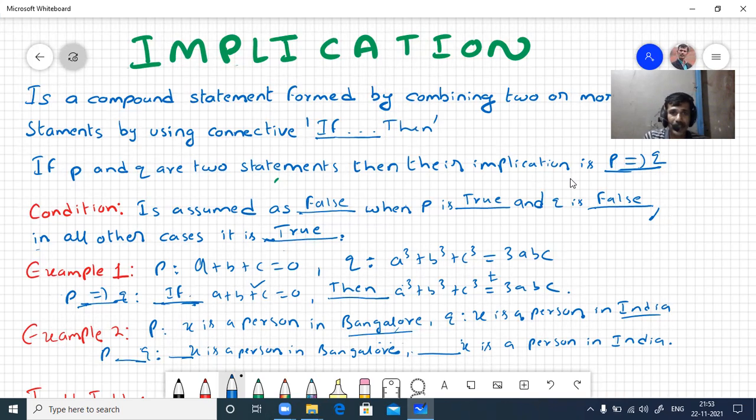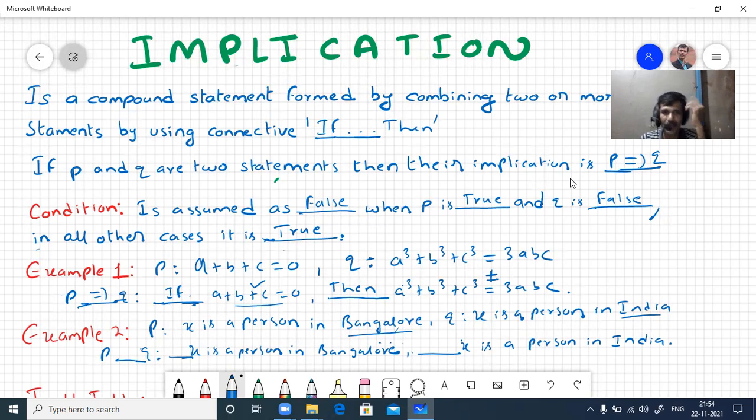Here, when will we get the implication false? The first statement is true, that means A plus B plus C is 0, and the second statement is false, that means A cube plus B cube plus C cube is not equal to 3ABC. Then the implication, the compound statement, will become false. Why? Because if this condition is satisfied, then A cube plus B cube plus C cube is 3ABC only. It can't be not equal to 3ABC; it can't happen. A true statement cannot imply a false statement.